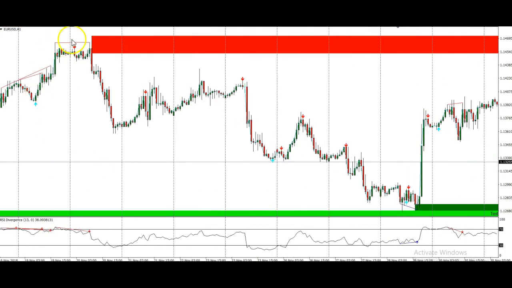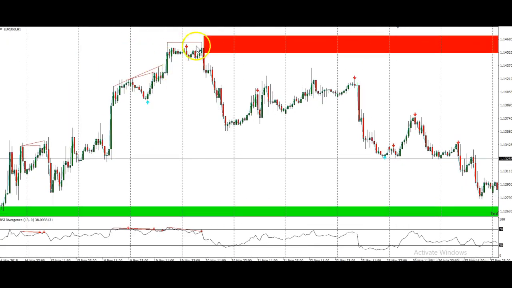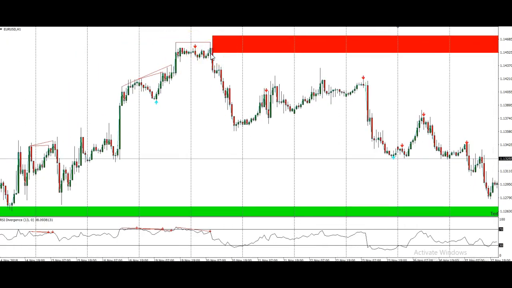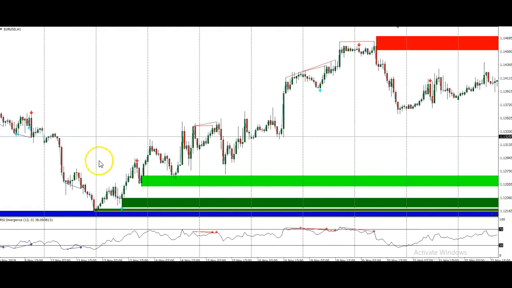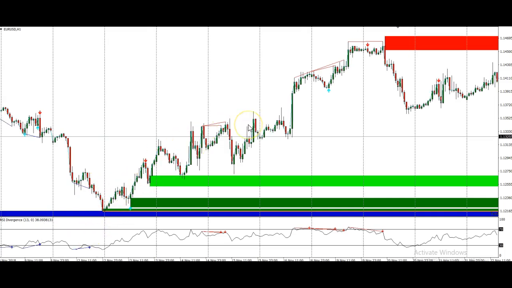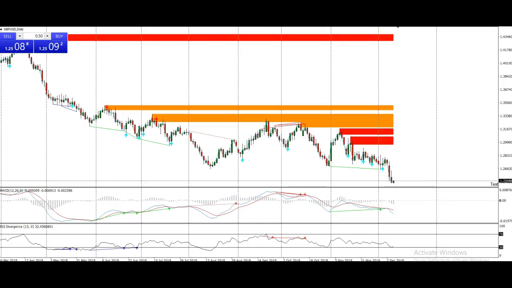strategy. You can see up here at another zone, a few divergences happening actually in the zone. Once it's in the zone, you get a divergence, you take the trade. You can see just coming down to the zone here, we get one, and then it's in the zone, rockets up. And let's just have a look at the GBP/USD, similar story.